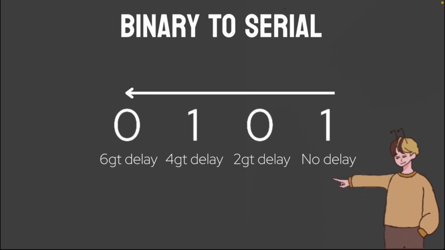You can try this yourself. Just look back at the things I've shown. Pick any number, 1 to 15, and you will get the binary signal and the delays that you would need to send it.